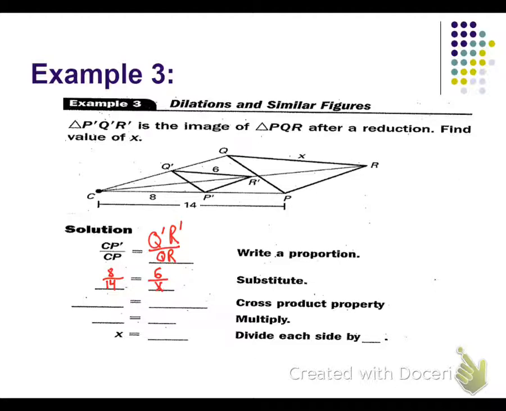After this, it says we need the cross product property, which means just cross multiply. So we end up with 8x equals 6 times 14. The next step is just you multiplying that out. What is 6 times 14? 112? That does not seem... Yeah, I think it's going to be 84. Okay, and then we're going to divide by 8. So if we divide each side by 8, what value do you get for x?